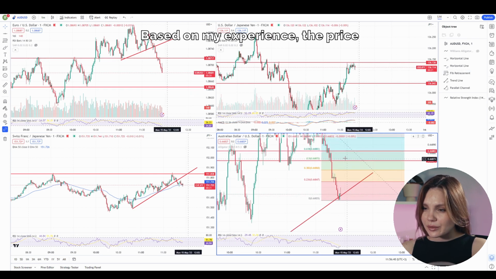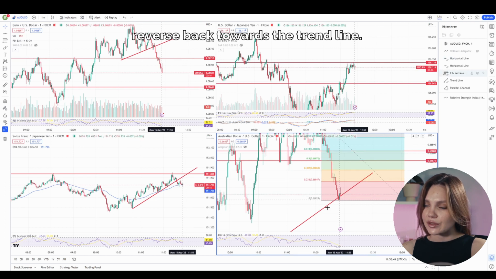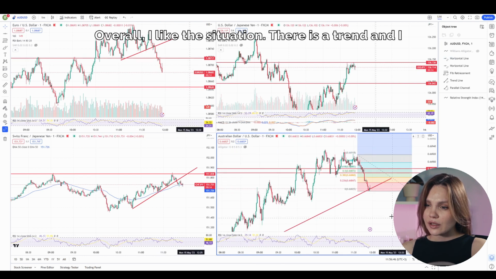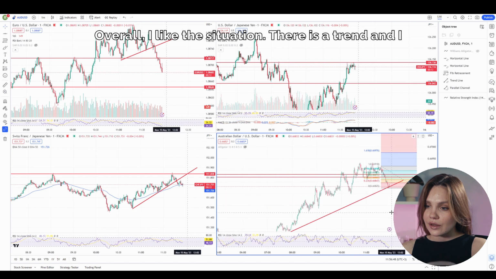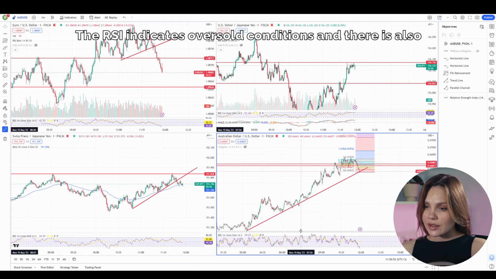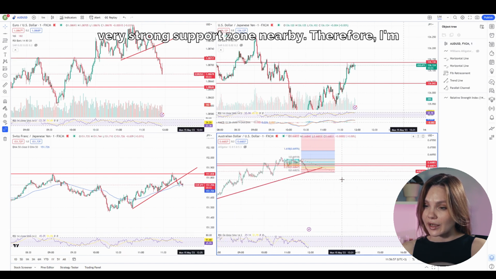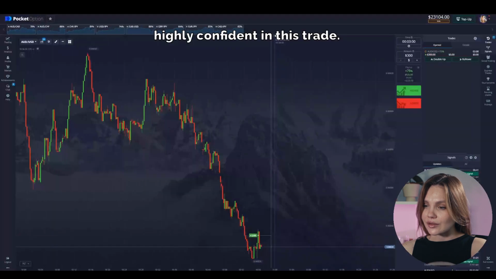Based on my experience, the price should reach this level or that level and then reverse back towards the trend line. Overall, I like the situation. There is a trend, and I entered the position in line with the trend. The RSI indicates oversold conditions, and there is also a very strong support zone nearby. Therefore, I'm highly confident in this trade.